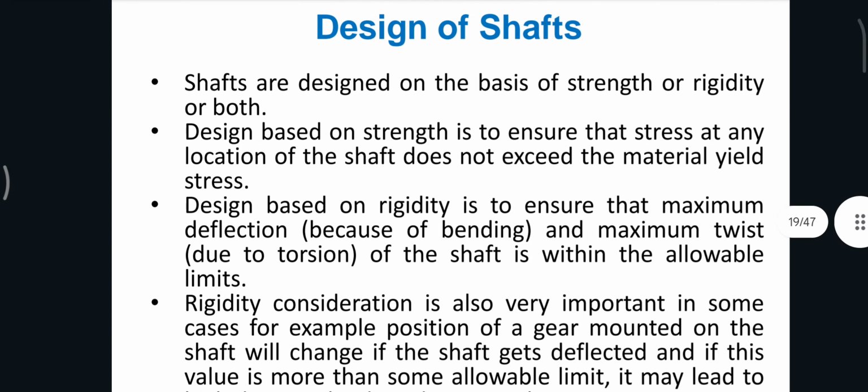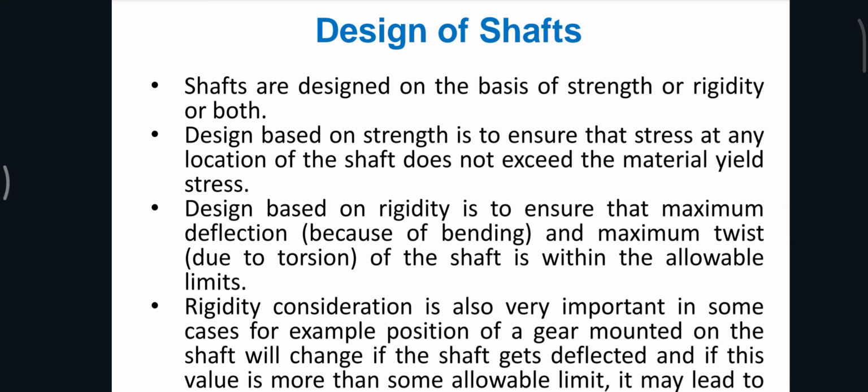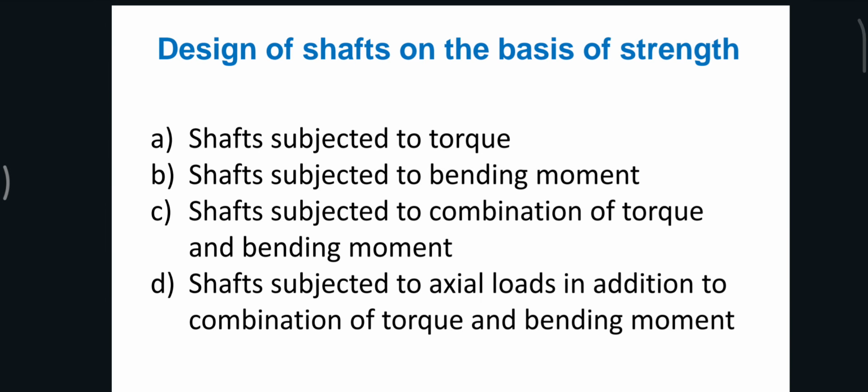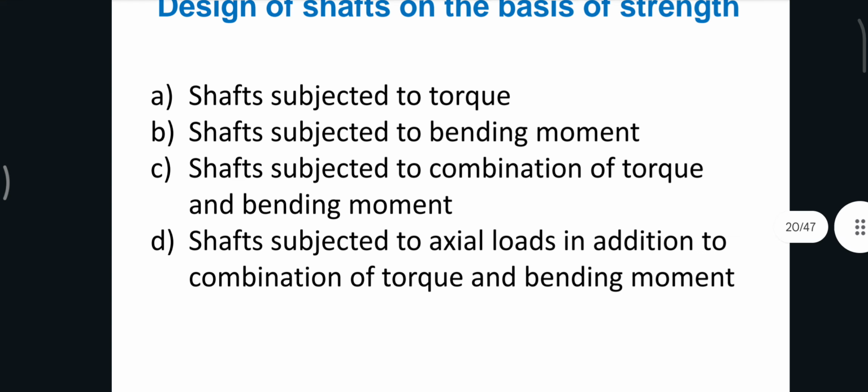Shafts are designed on the basis of strength and rigidity, or both. First, on the basis of strength: shaft subjected to torque, shaft subjected to bending moment, shaft subjected to combination of torque and bending moment, shaft subjected to axial load in addition to combination of torque and bending moment.